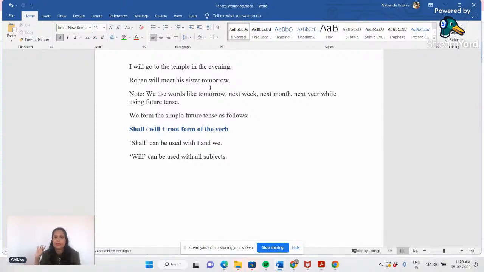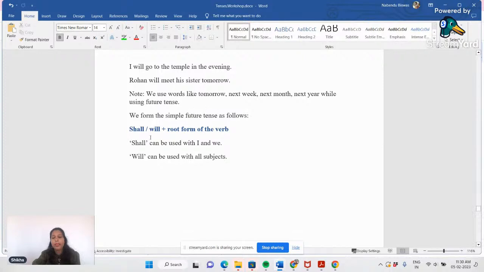Rohan will meet his sister tomorrow. That means tomorrow he is going to meet. He is not meeting now, or maybe he has not met in the past, but tomorrow he is going to meet. We use words like tomorrow, next week, next month, next year while using future tense. So time also you have to show, you have to show the future time when you are using future tense.